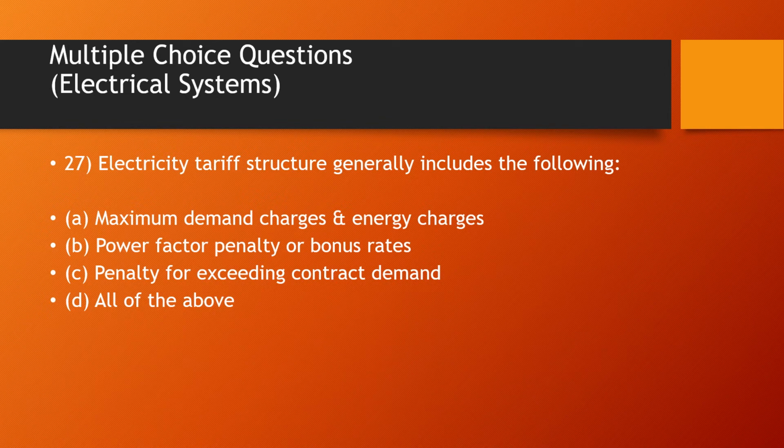Now coming to the next question, electricity tariff structure generally includes the following. Option A, maximum demand charges and energy charges. Option B, power factor penalty or bonus rates. Option C, penalty for exceeding contract demand. Option D, all of the above. And the answer to this question is D, all of the above.